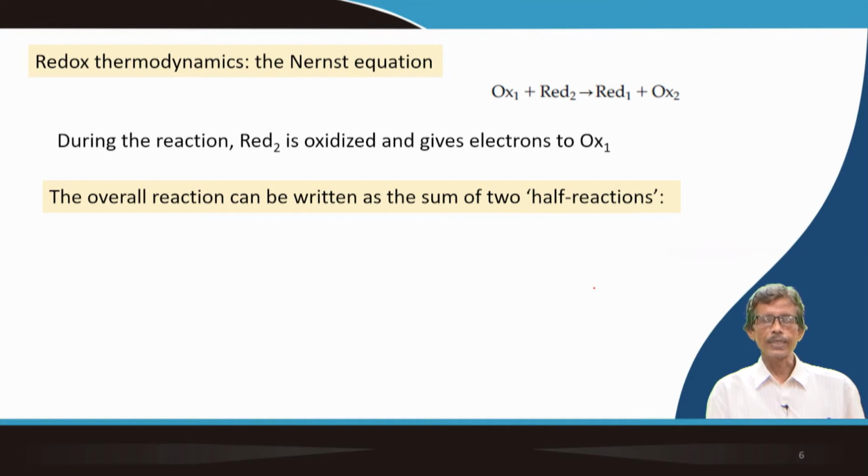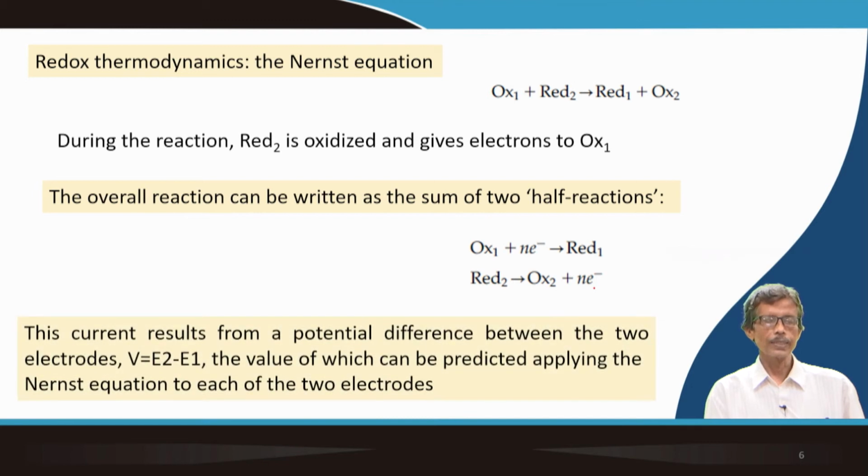And the overall reaction consists of two half reactions, because we consider the change from OX1 to red 1 and red 2 to OX2. So, you have two half cell reactions. One is that OX1 is getting reduced to red 1 and red 2 is oxidized to OX2. The current results from the potential difference between these two electrodes, which we can measure.